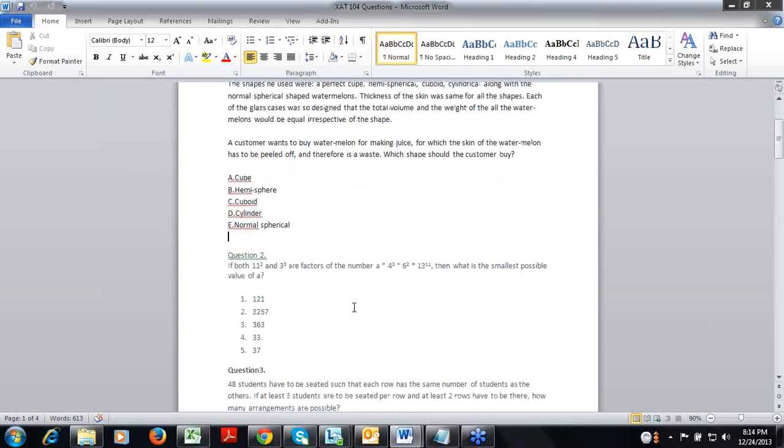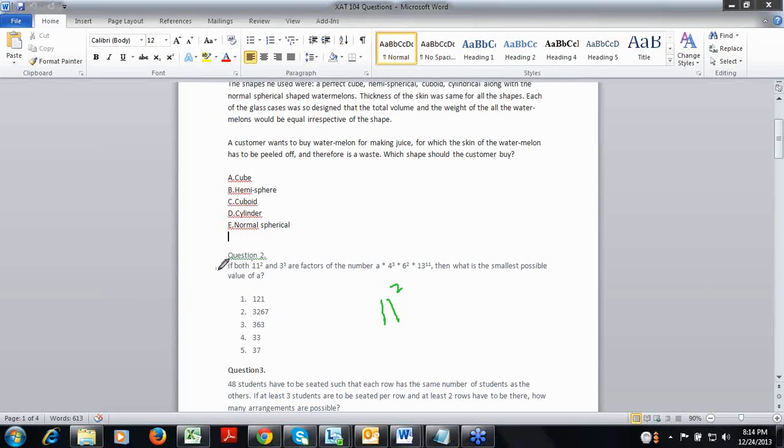For question number 2, if both 11 square and 3 cube are factors of a number A * 4 cube * 6 square * 13 to the power 11, what is the smallest possible value of A? Now let us see in this itself. Do we get any 11 in this? No. So if 11 square is a factor of this number, it should come under this. So one thing is for sure, that 11 square needs to be there.